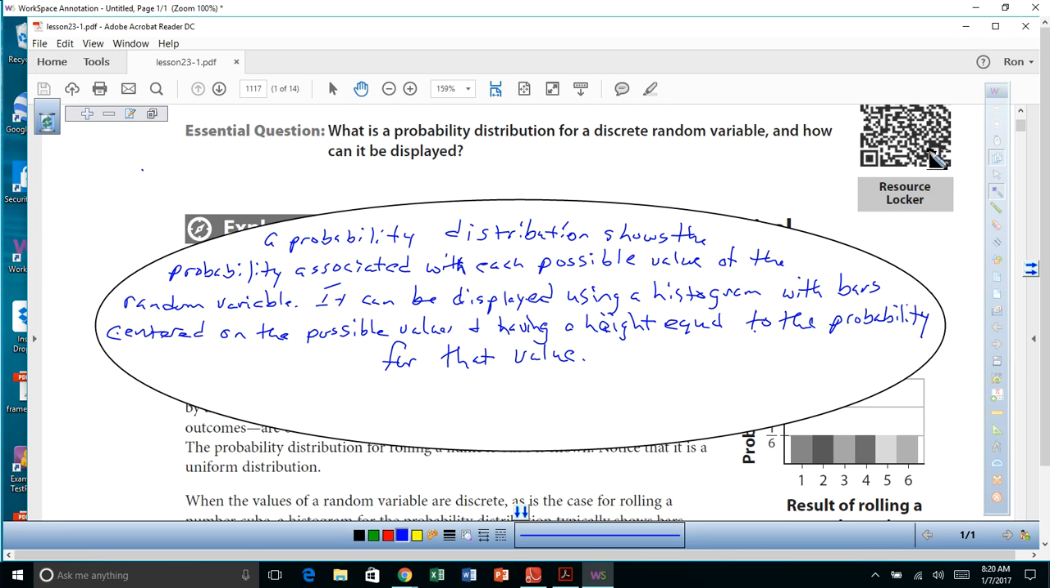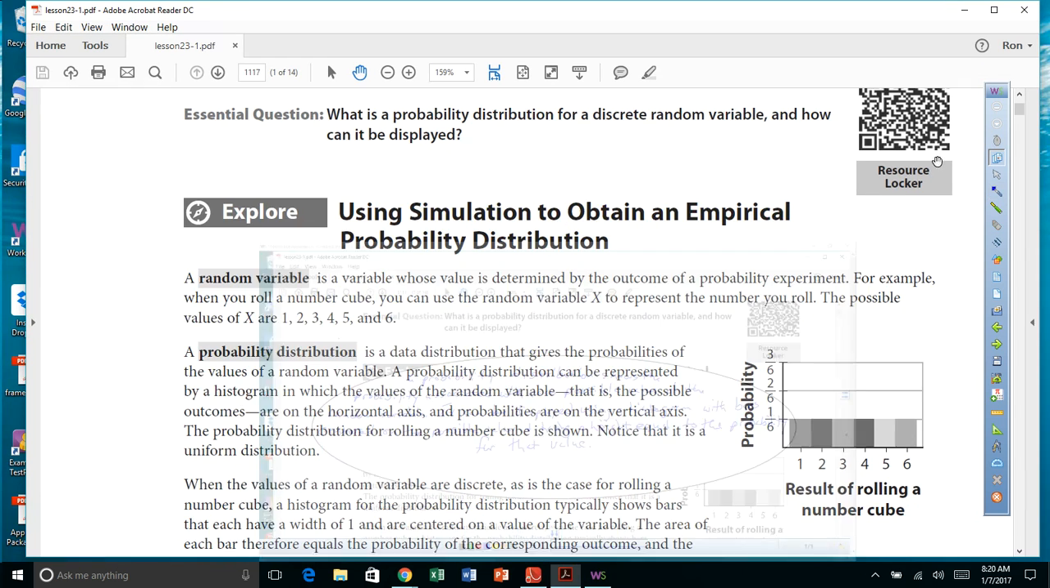All right. So the essential question: what is a probability distribution for a discrete random variable, and how can it be displayed? Well, it's associated with each possible value of the random variable and can be displayed with a histogram centered on the possible values and having a height equal to the probability for that value.